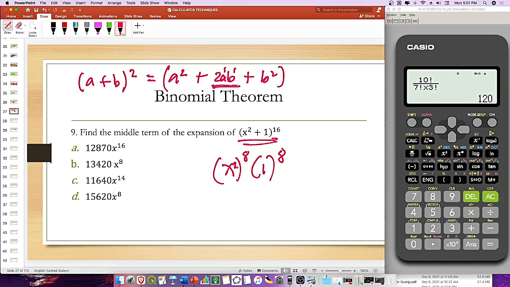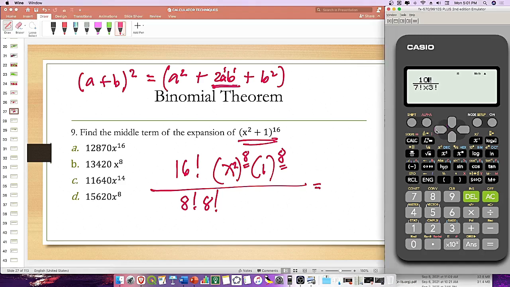And then half the total exponent, which is 16 factorial divided by 8 factorial and 8 factorial. So whatever the exponents of the terms, that will be the factorials in your denominator. So let's simplify this one. So I have here 16 factorial. Let's just use 16 factorial. That's it. Divided by 8 factorial. Divided by 8 factorial.